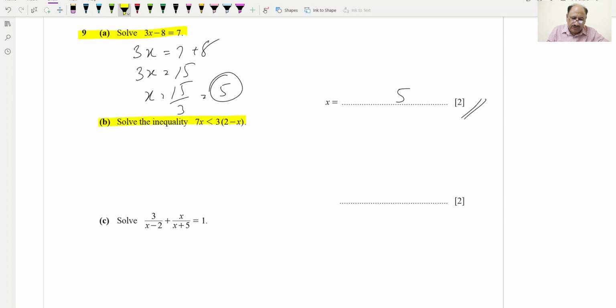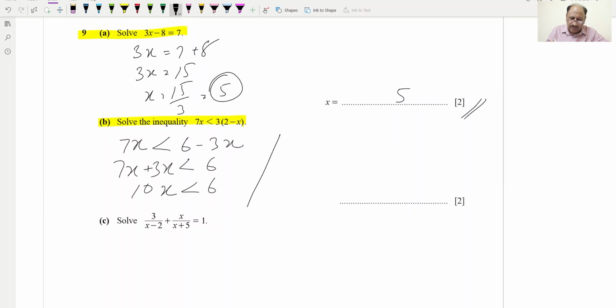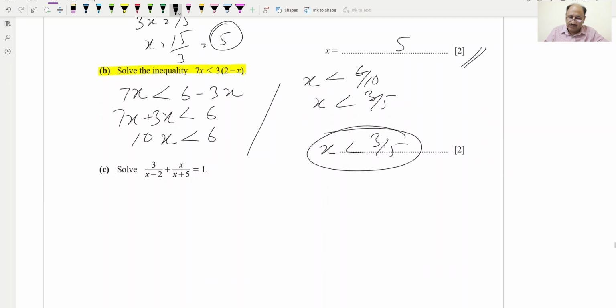Now B part, solve the inequality. We need to solve the inequality, so we will open the brackets. So 7x is less than 6 minus 3x, and now we can send 3x to the other side, and it will result in 7x plus 3x is less than 6. So 10x is less than 6. This implies x is less than 6 over 10, and 6 over 10 means 3 over 5, so we can write x is less than 3 over 5. This will be our final answer for 2 marks.